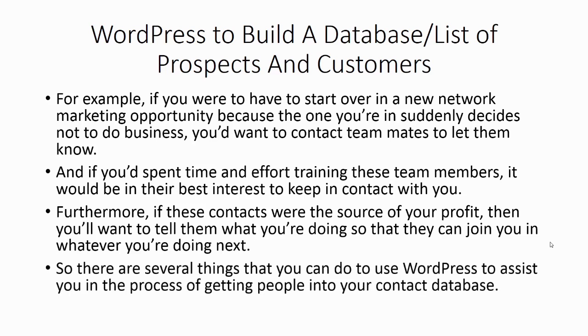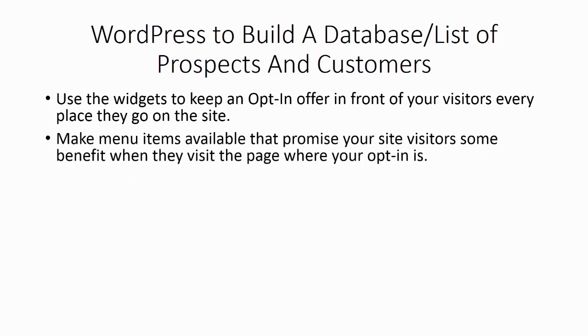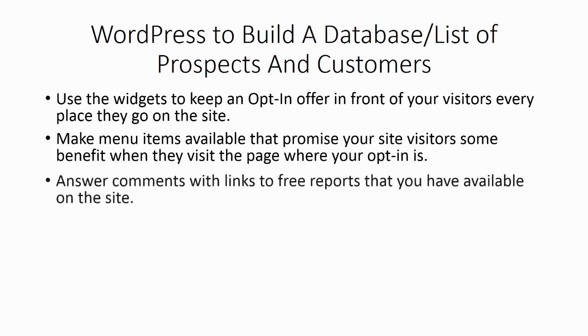So there are several things that you can do to use WordPress to assist you in the process of getting people into your contact database. Use widgets to keep an opt-in offer in front of your visitors every place they go on the site. Make menu items available that promise your site visitors some benefit when they visit the page where your opt-in is.